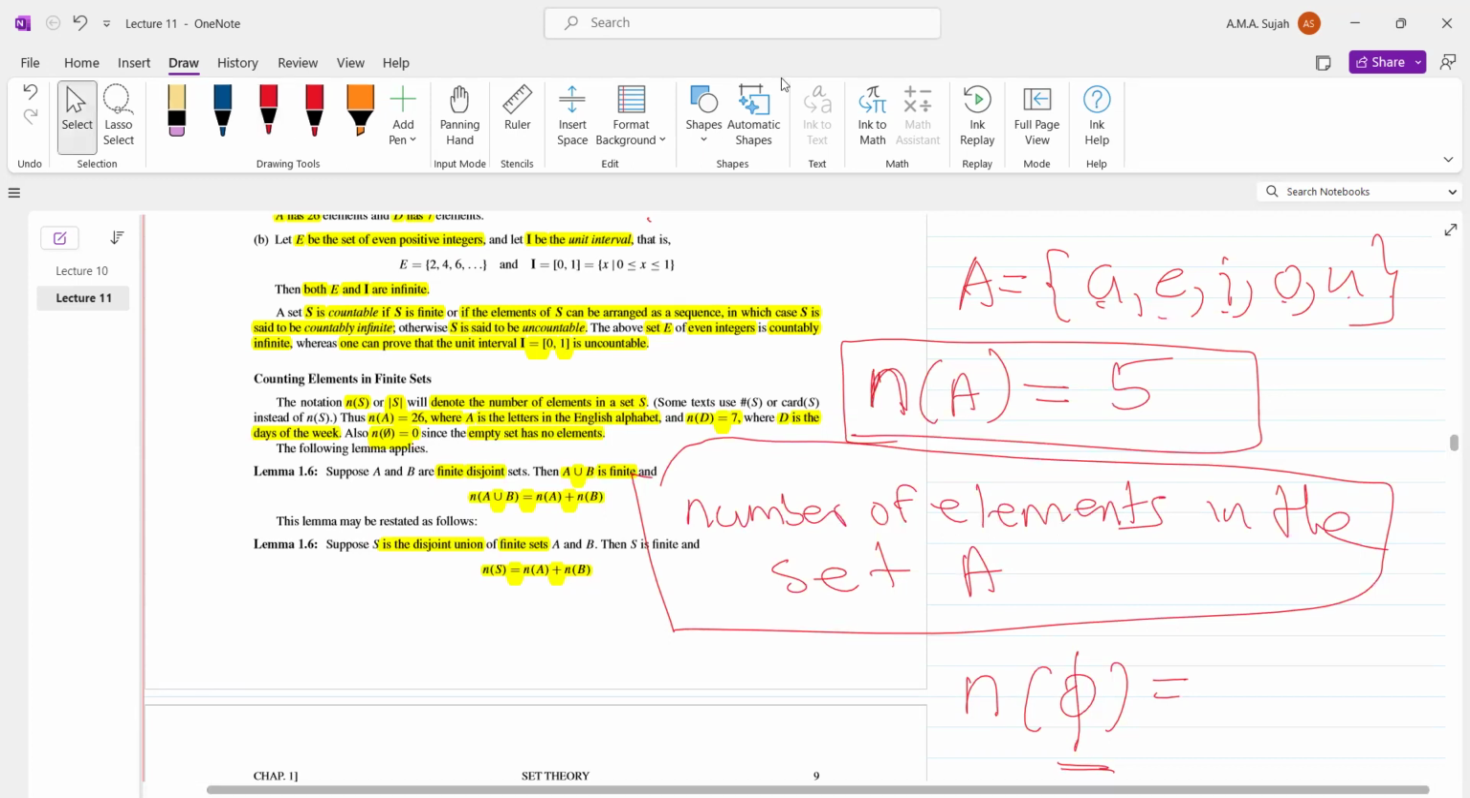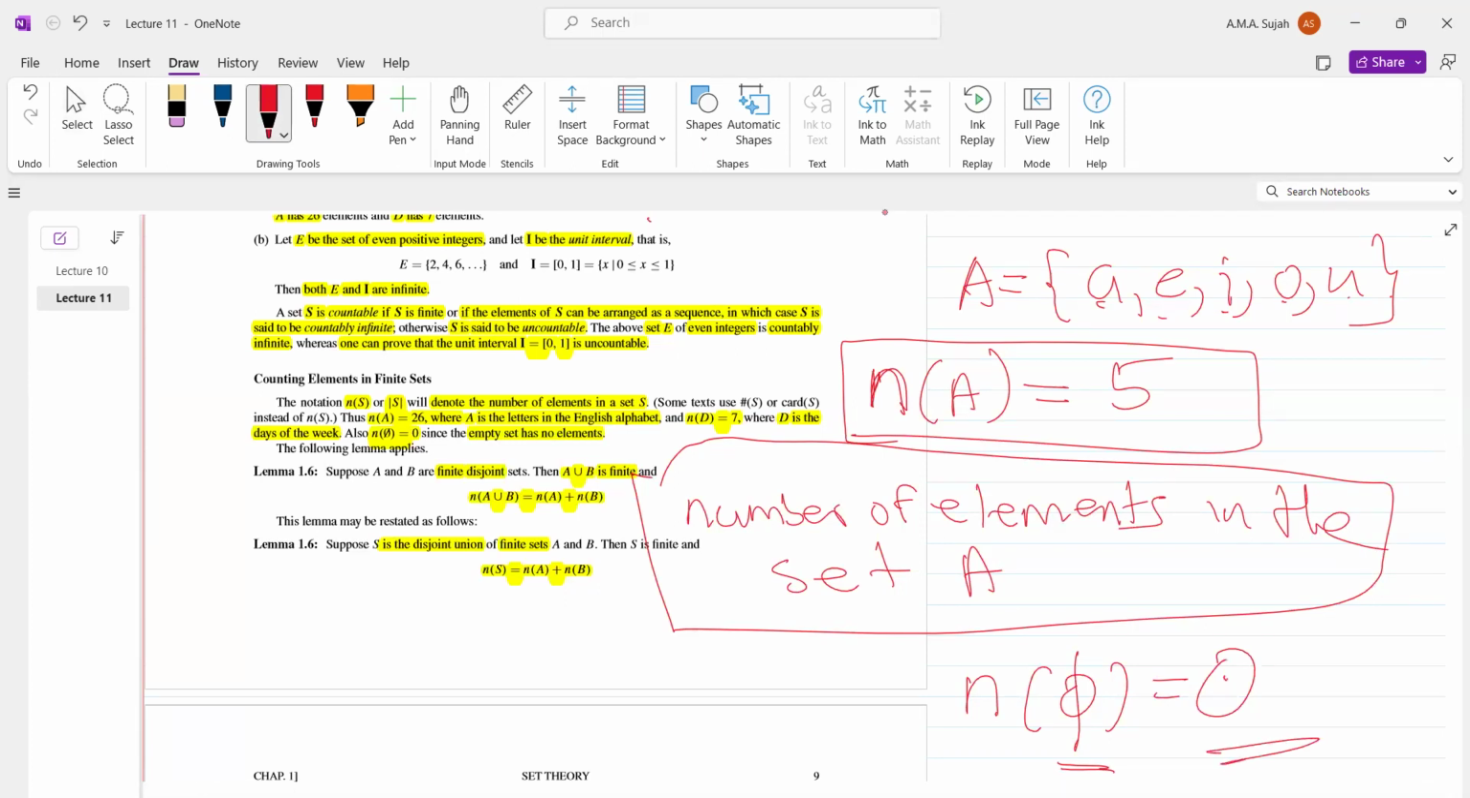Tell me, everyone. Yeah, very good. Some of you did the correct answer, right? So the number of elements in an empty set is equal to 0, right? If it is an empty set, it doesn't have any elements, so we cannot count, right? So the answer becomes 0, right? The number of elements in an empty set is equal to 0, right?